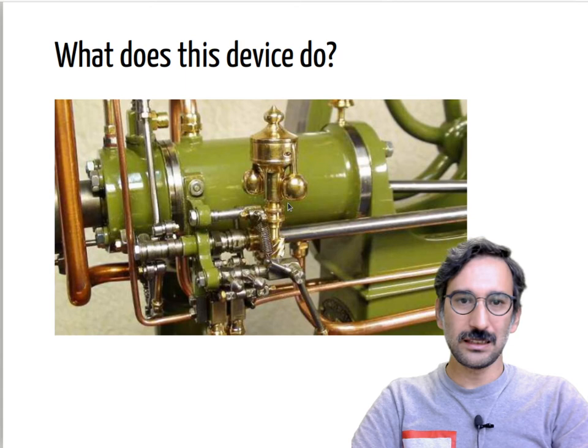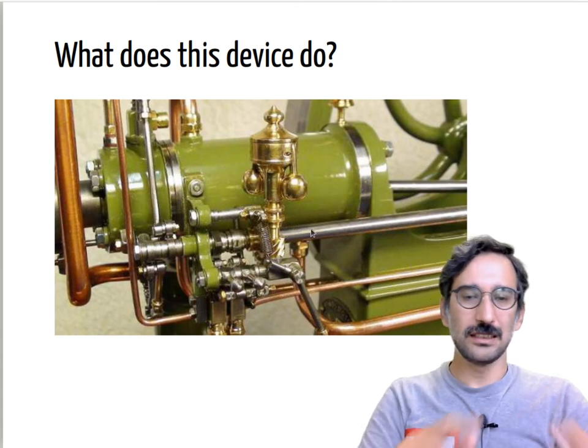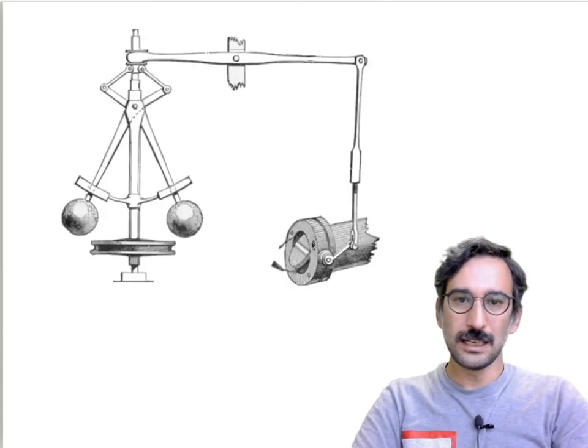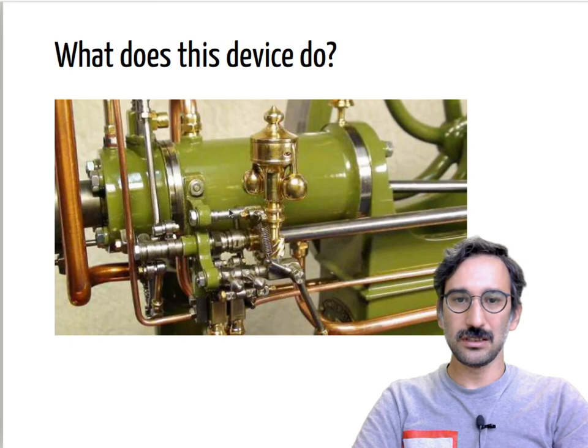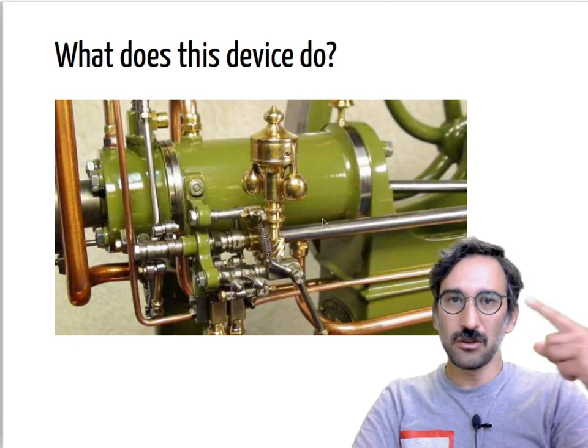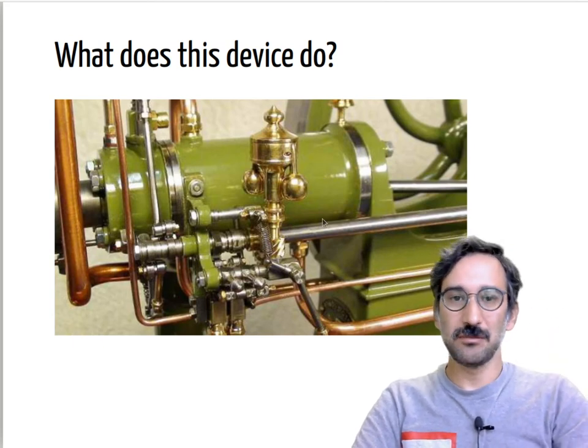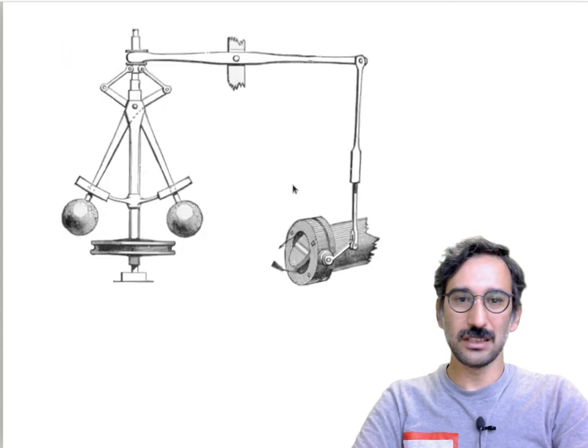So what does that device do? This is called a speed governor. The idea is really old, but it is a really simple device. It is used to regulate the rotating speed of a steam engine. The operating principle is simple.